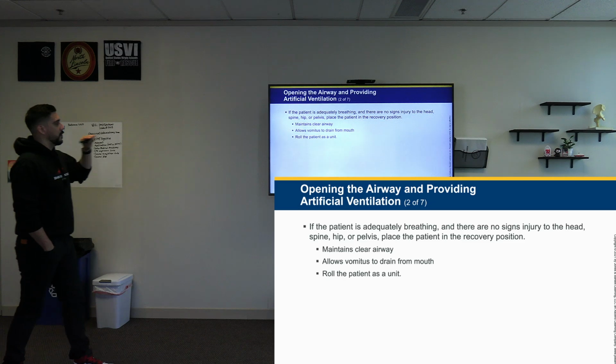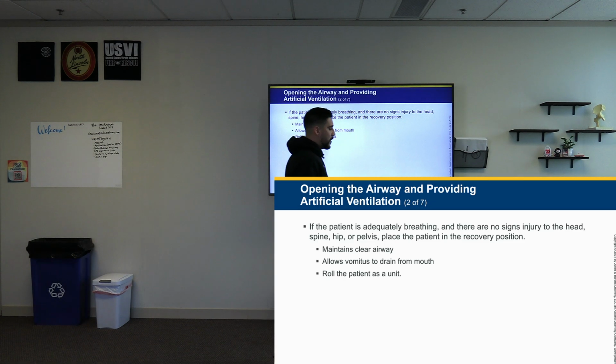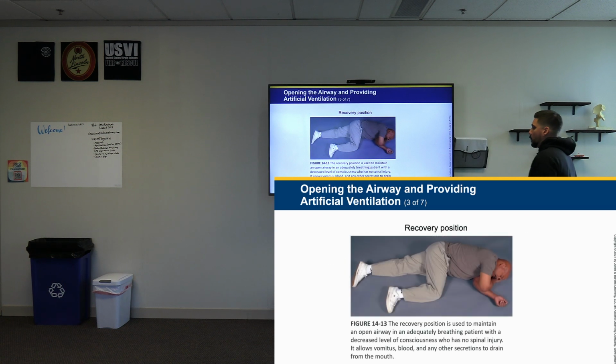So it maintains a clear airway and allows vomit to drain from the mouth. And then we can always roll the patient as a unit, right? Especially if we're worried about head, neck, spine involvement. So here's that left lateral. You can also see that the right leg is out in front to create a counterbalance.